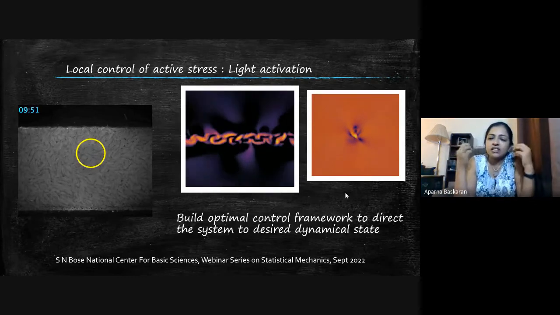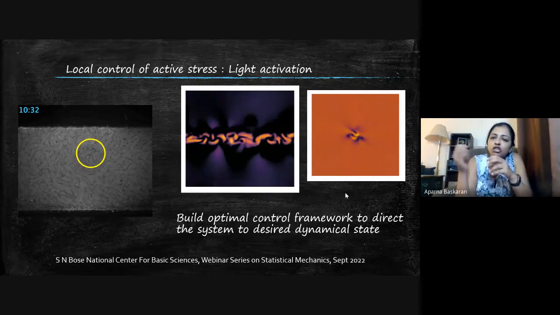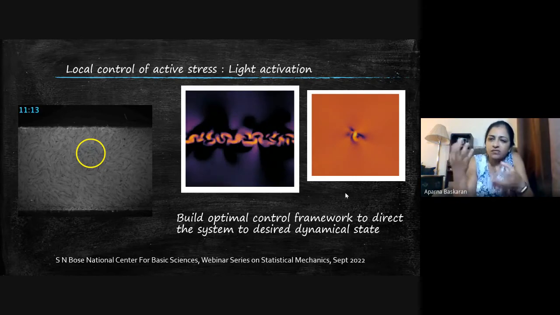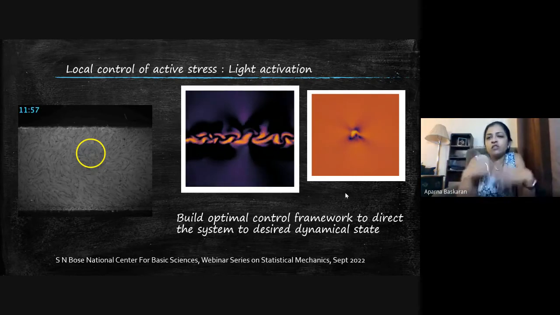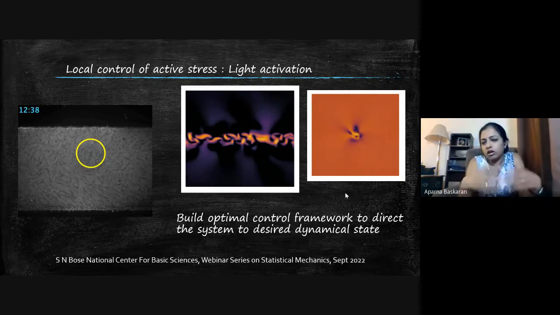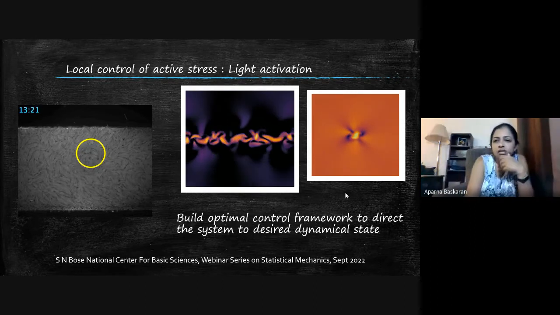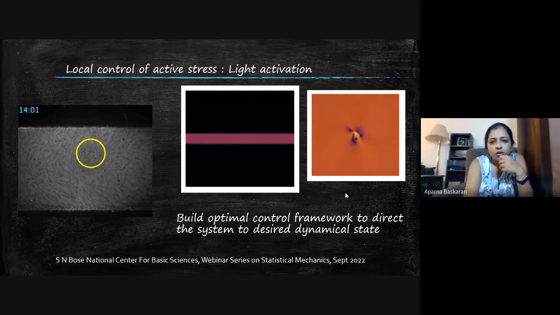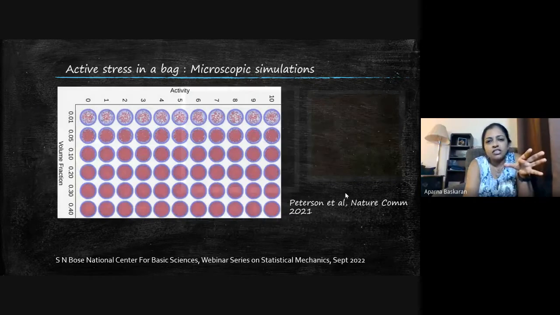It's a Euler-Lagrange framework to try to decide what you should do to your control signal to drive your system to targeted states. So we've built optimal control theory for active pneumatics and we're playing with it right now. Okay, those are all just coming attractions, things that we are doing.